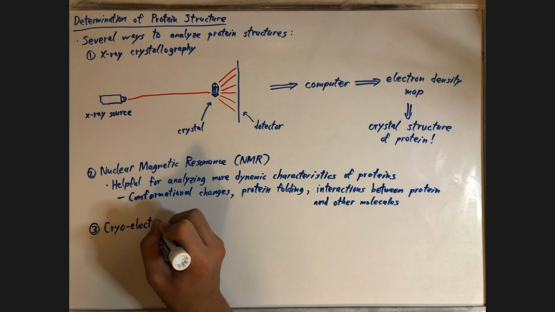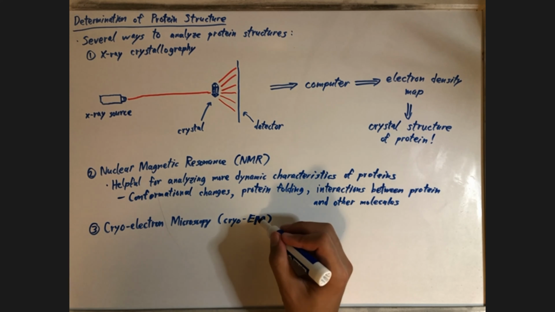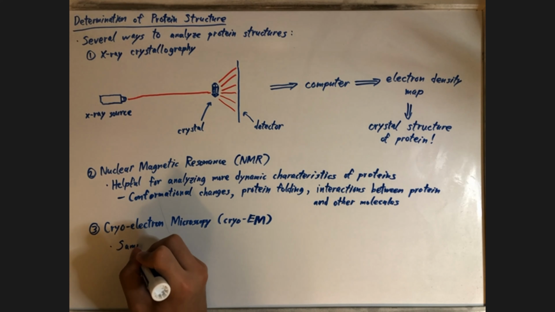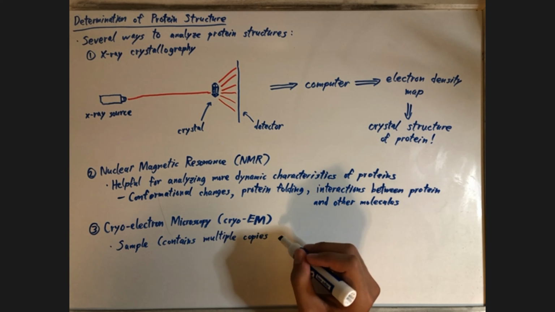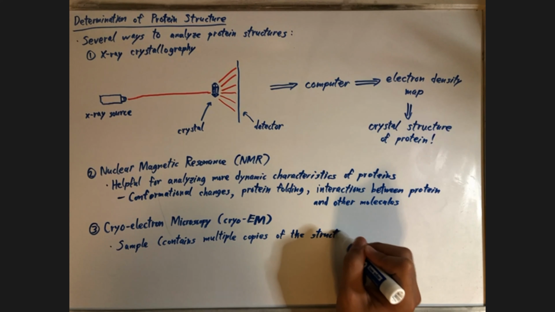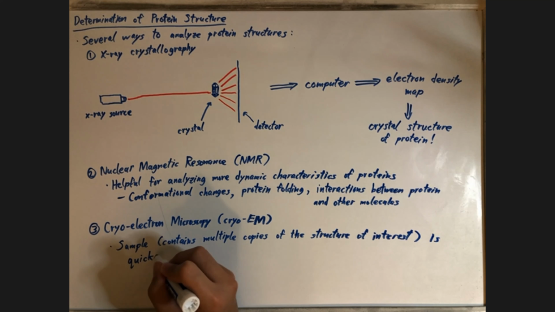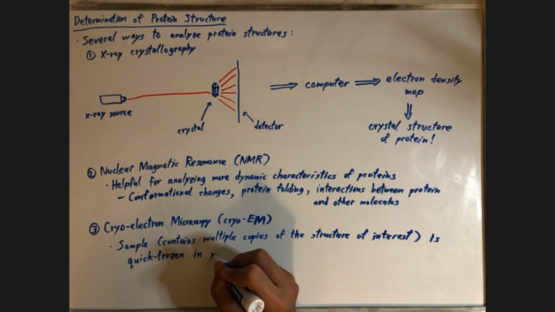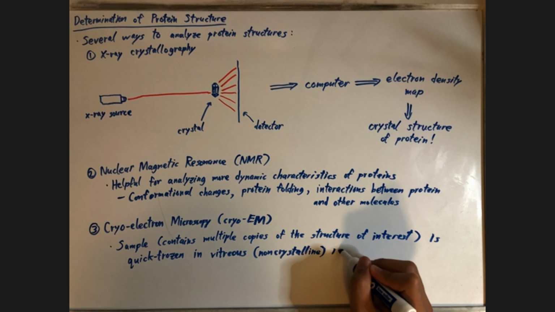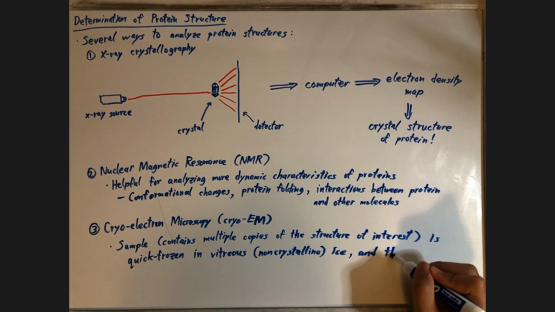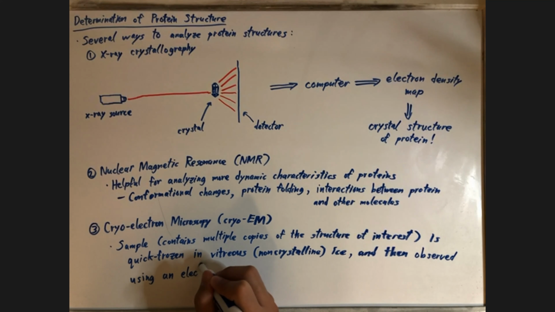Lastly, there's cryo-electron microscopy, or cryo-EM. And this technique involves a sample which contains multiple copies of the structure of interest that is quick frozen in vitreous or non-crystalline ice, and then is observed using an electron microscope.